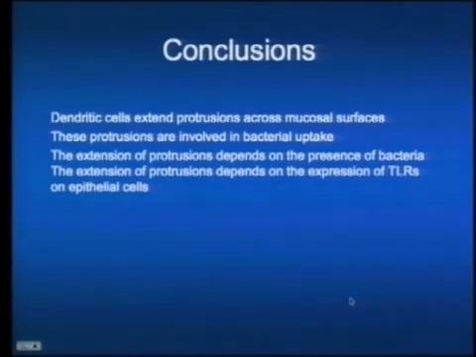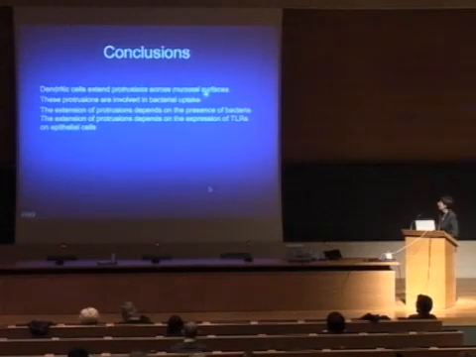So I just wanted to conclude, and I hope I have convinced you, because seeing is believing, that dendritic cells can extend protrusions across mucosal surfaces, and these protrusions are involved in bacterial uptake, and that the extension of the protrusions depends on the presence of bacteria. So if you give antibiotics, you also reduce the number of protrusions. And finally, that the extension of the protrusions depends on the expression of toll-like receptors on the epithelial cells, which is fundamental because these are the first barrier that will see the bacteria or the ligands on the luminal surface.